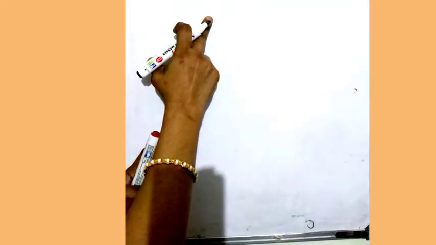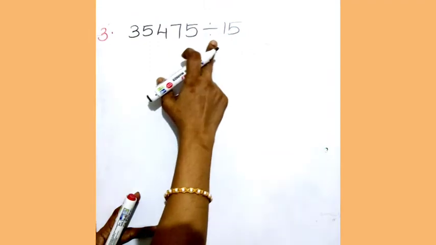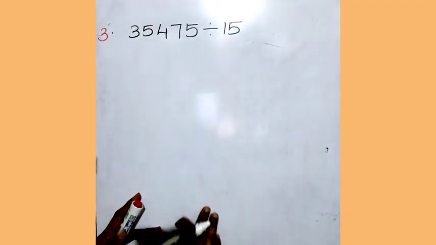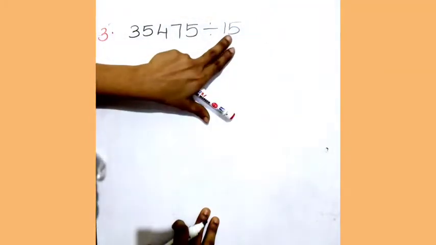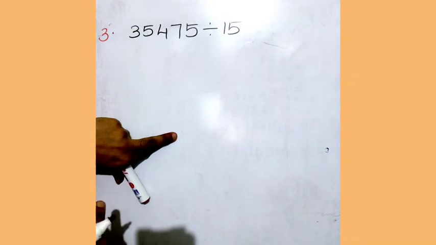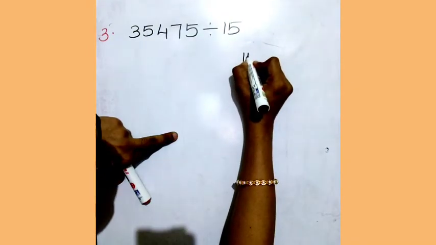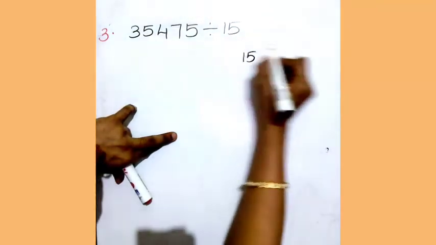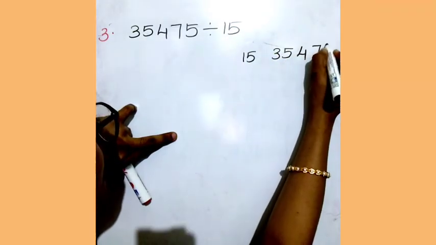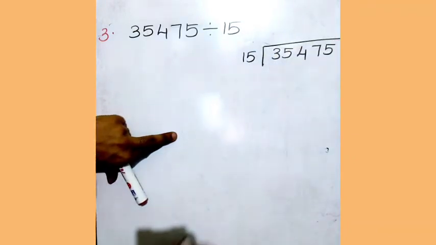Look at the third question. 35,475 divided by 15. How will you divide this number? This is a divisor and this is a dividend. Write divisor outside and dividend inside. 15 outside, dividend 35,475 inside the bracket.